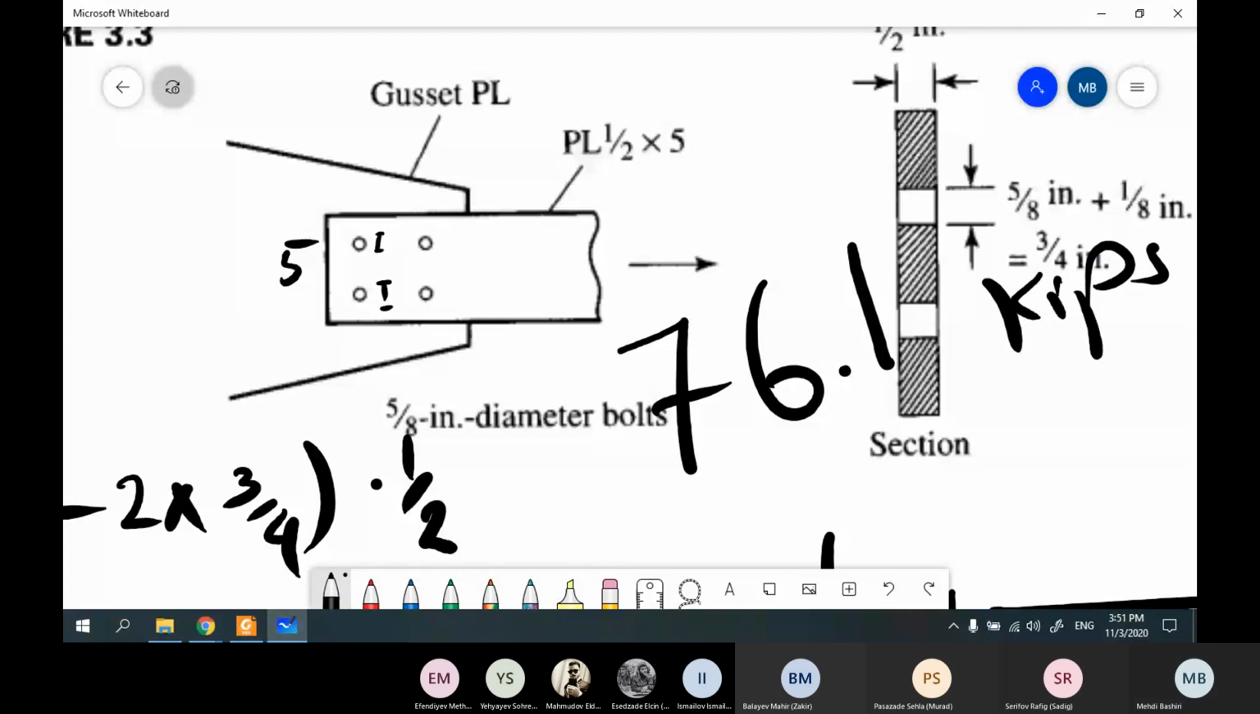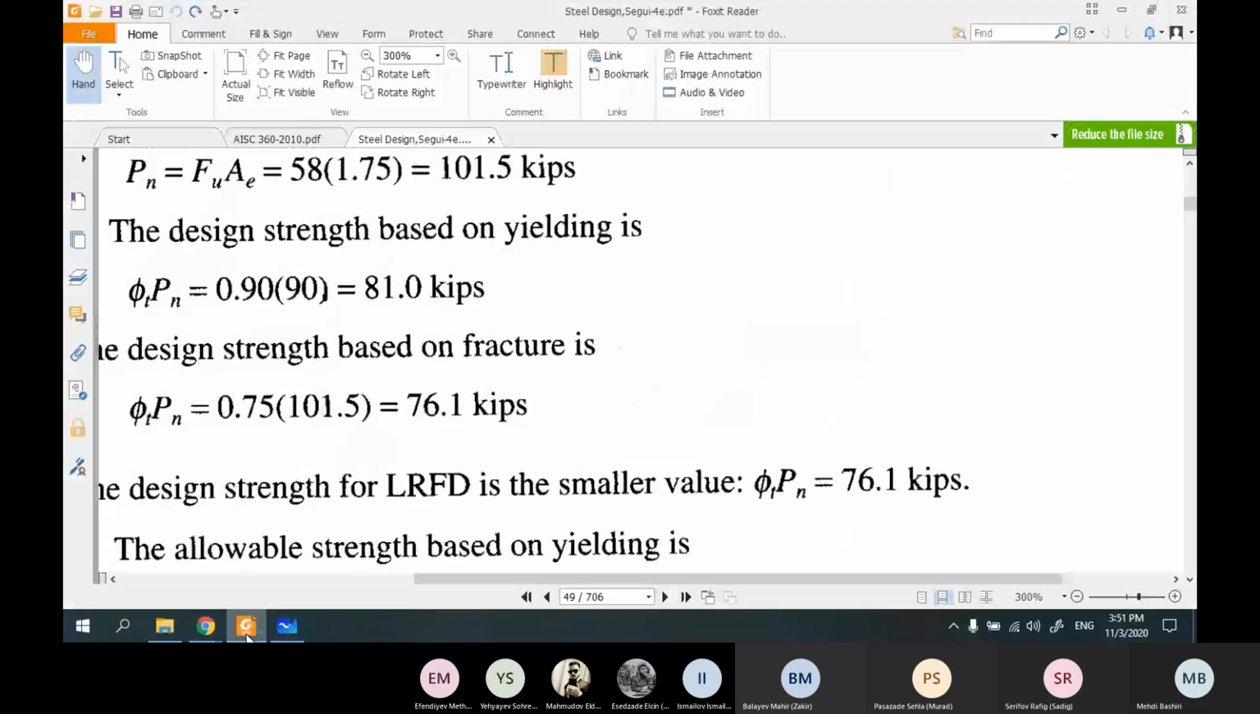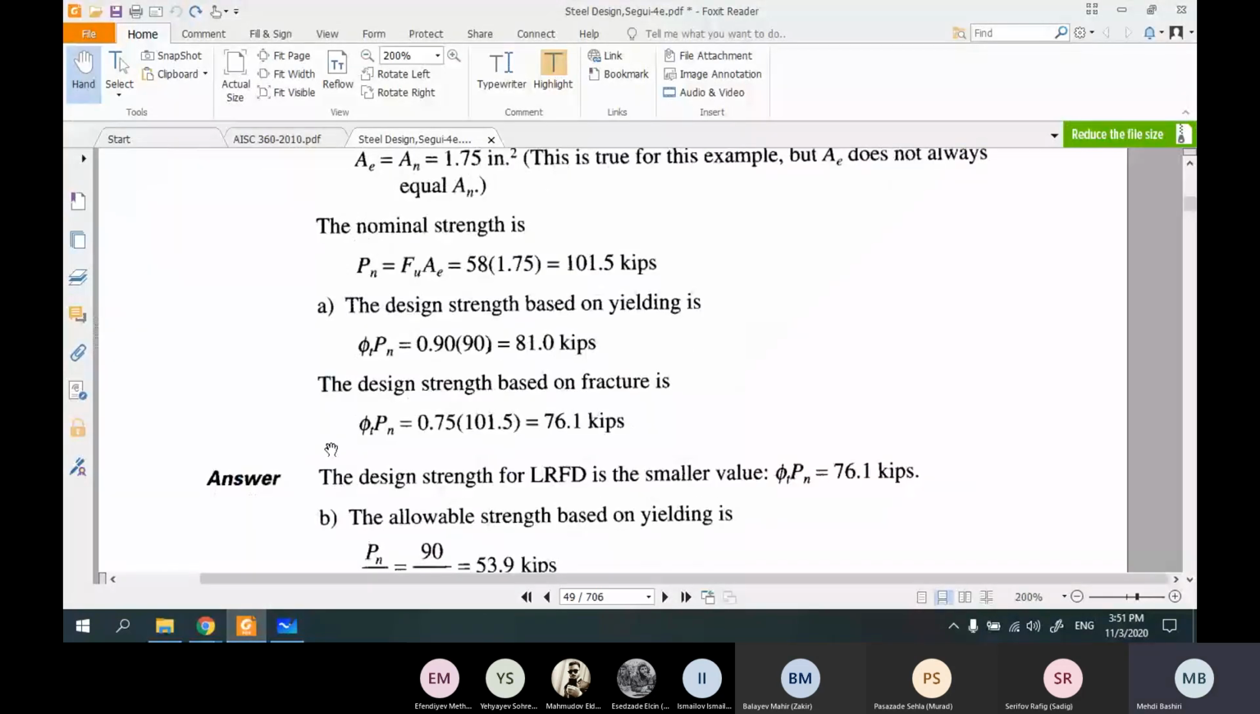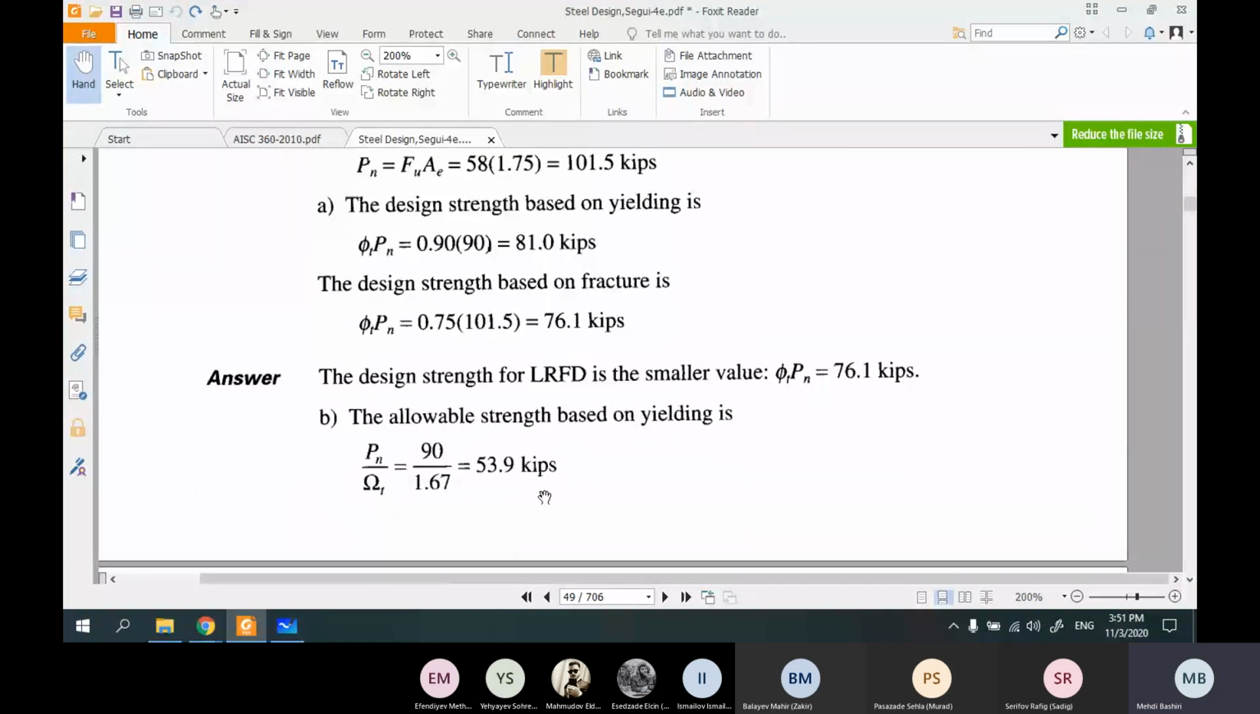Any question? No. Can you show the answers, teacher? Here. For the first one, yielding is 81. For rupture it is 76. Okay, thank you.